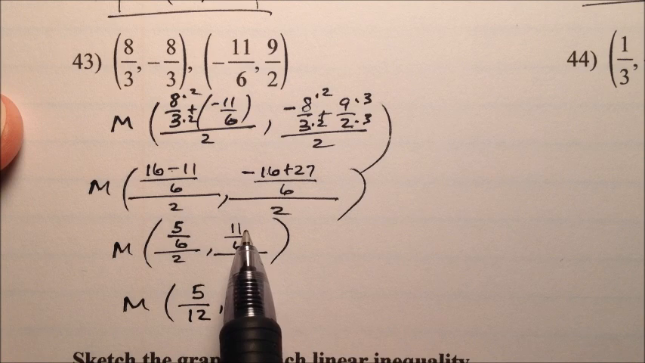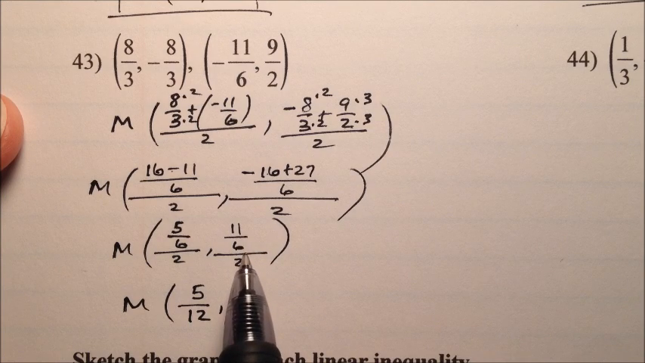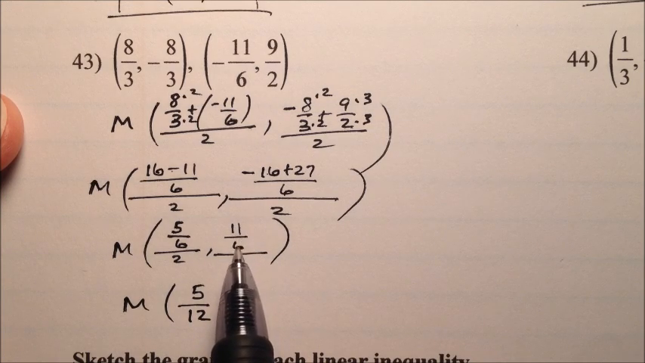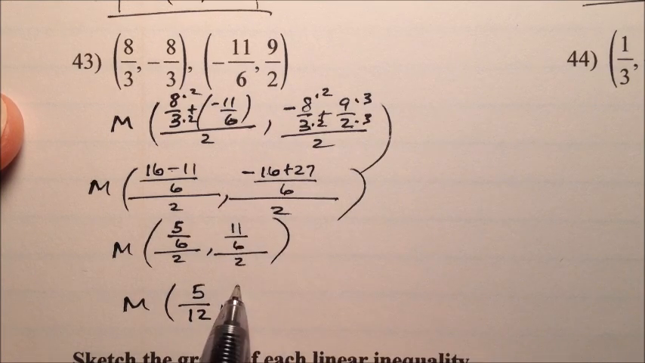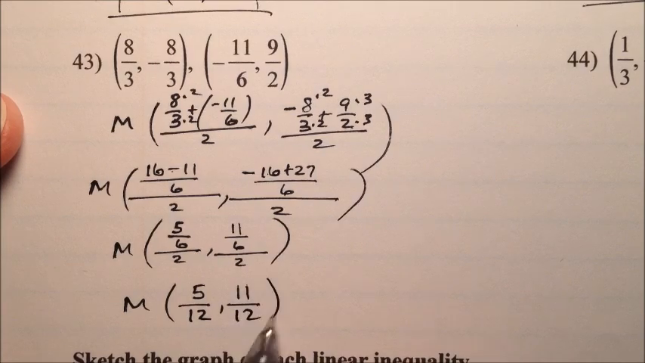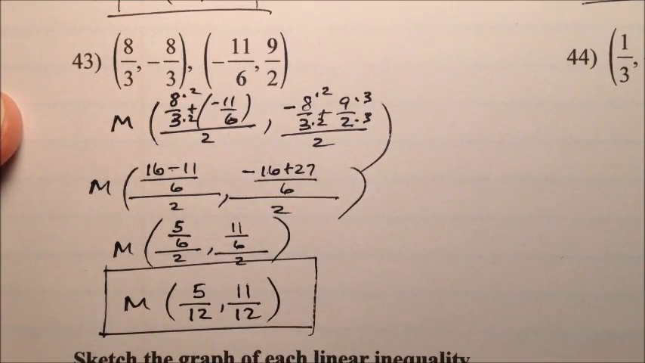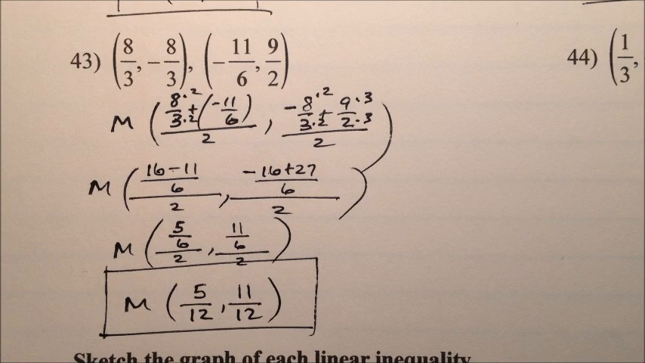And the same goes here. This numerator, we cannot cut it in half, otherwise we'd have 5.5 over 6, which we can't mix the decimals with the fractions. So 11 over 6, we'll double the denominator, so 11 over 12. And that will be the midpoint for those two initial endpoints. So number 43 is the ordered pair 5 twelfths and 11 twelfths.